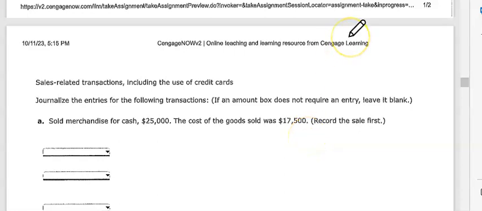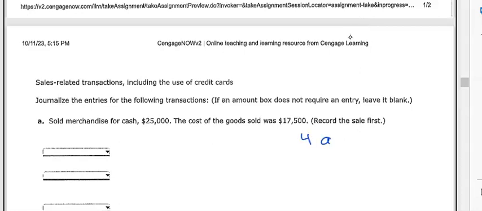All right, now we're going to talk about sales transactions. So sales transactions, we've been buying inventory. Now we're finally going to get to sell some of our inventory. So one thing to note about this is that they're always going to affect at least 4 accounts. And that's because we're going to do 2 things.